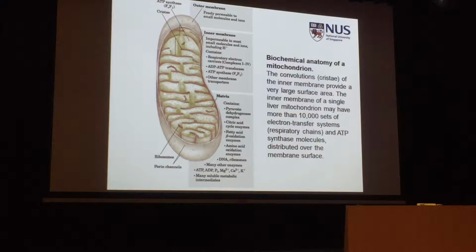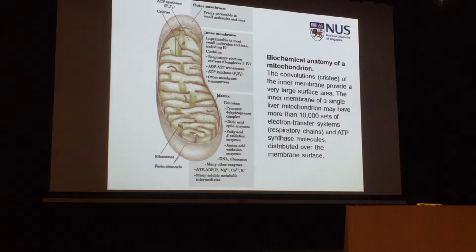If you look at the matrix, the outer membrane of mitochondria is freely permeable to small molecules and ions. Inner membrane is impermeable to most small molecules, including protons. Alright, and then the matrix itself is where all the important enzymes are. The pyruvate dehydrogenase complex to make our acetyl-CoA, citric acid. Now today we're going to look at fatty acid beta oxidation enzymes, and then next week amino acid oxidation enzymes, etc. So everything is compartmentalized in this mitochondria. It cannot come out. So materials have to go in. Okay, materials have to go in for reaction.